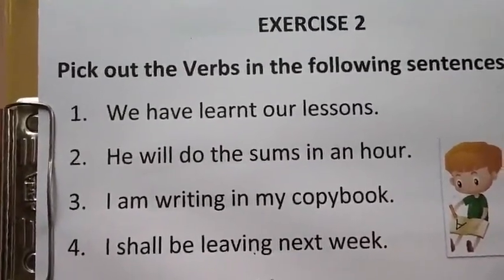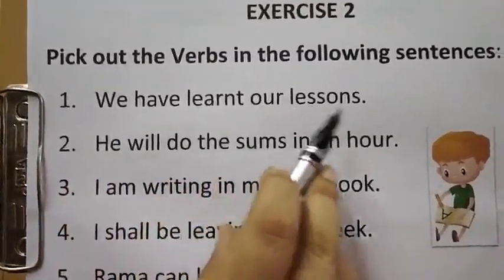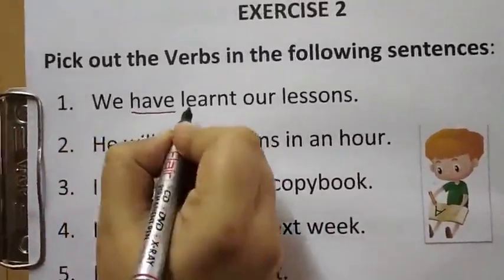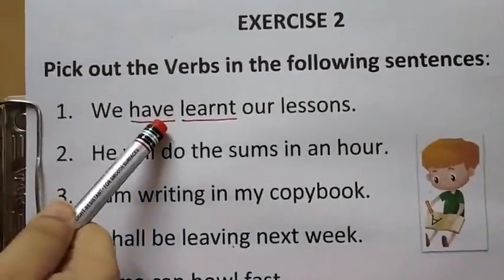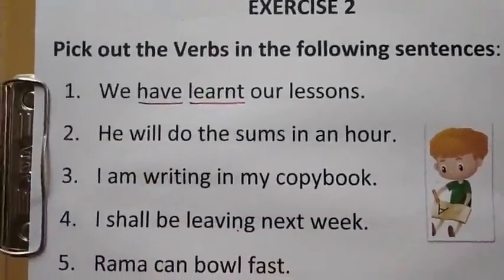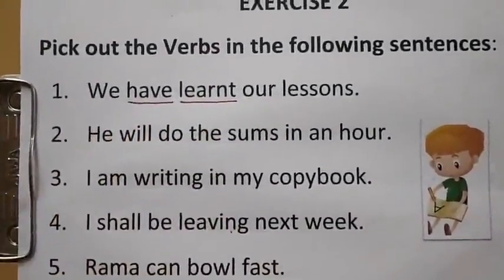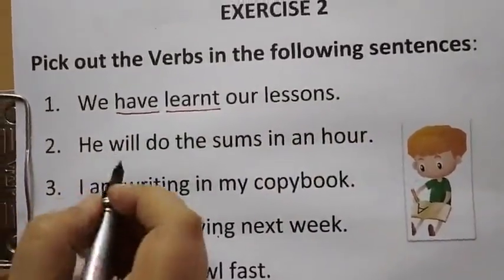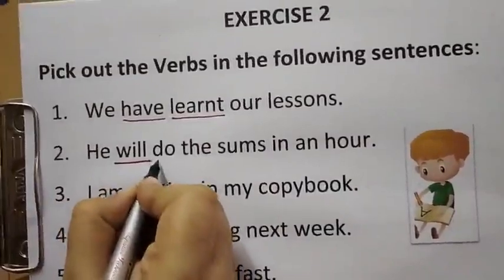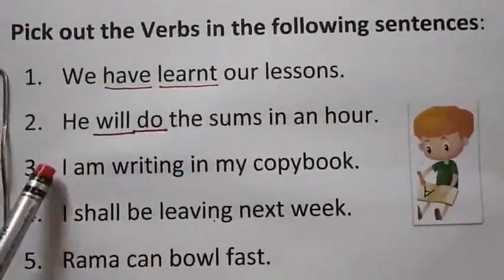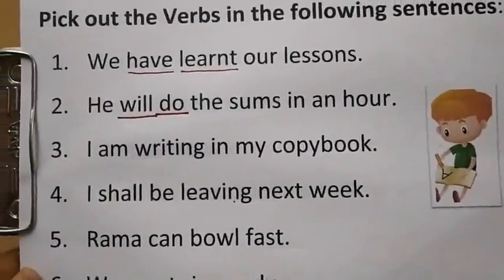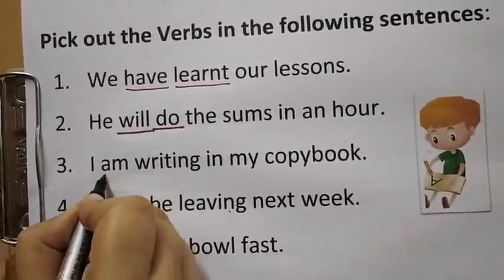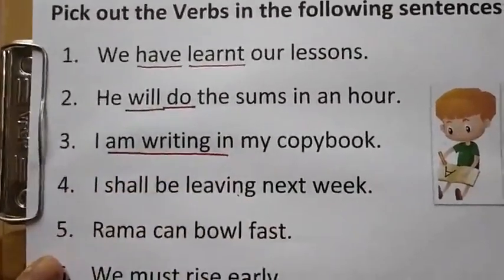The first part is, we have learnt our lessons. Here, we have to underline two words, have and learnt, because have is the helping verb and learnt is the main verb. So, we have to underline both. Second part, he will do the sums in an hour. Similarly, we have to underline will do. In the third part, I am writing in my copybook. So here we have to underline both the verbs, am writing.